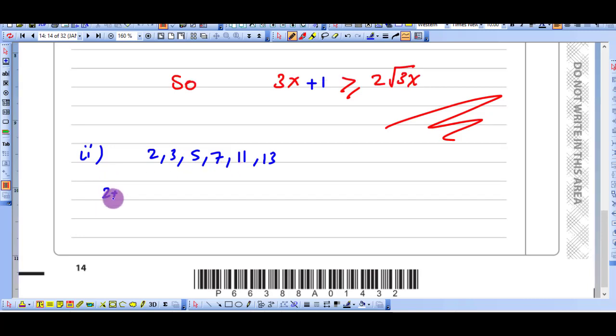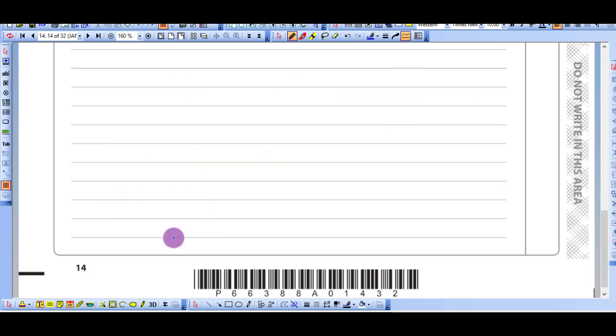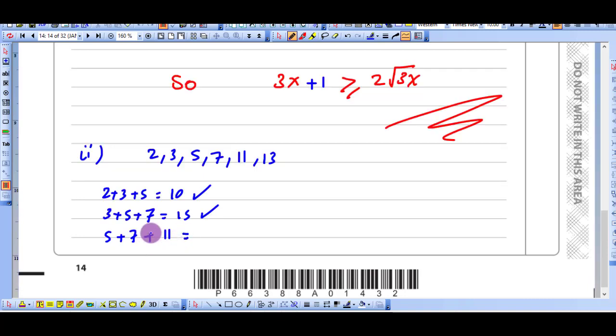So we have 2 plus 3 plus 5 is equal to 10. So yes. Now we have 3 plus 5 plus 7 is equal to 15. So yes. Now we have 5 plus 7 plus 11 is equal to 18 plus 5, 23.